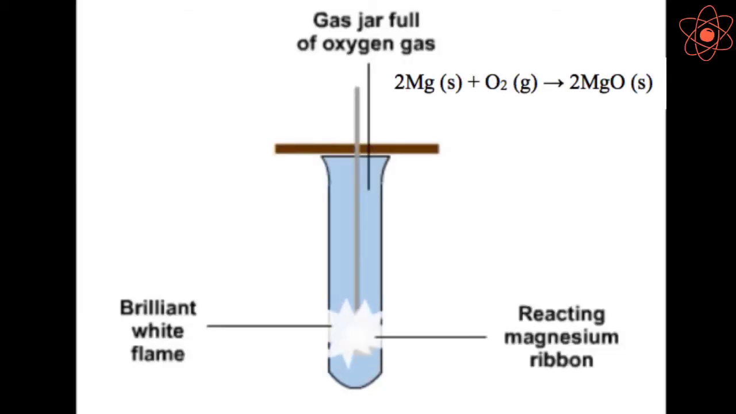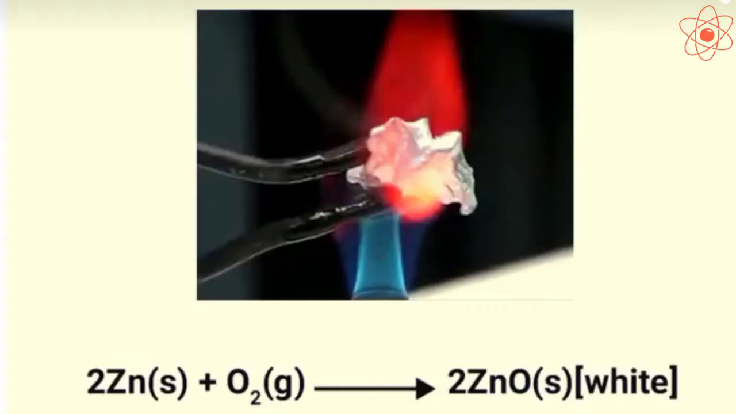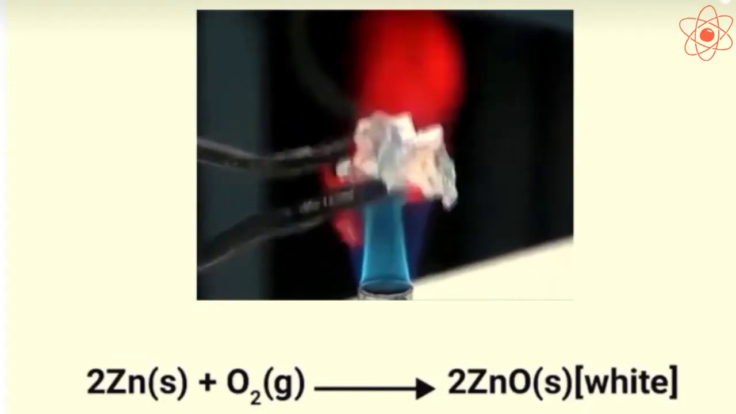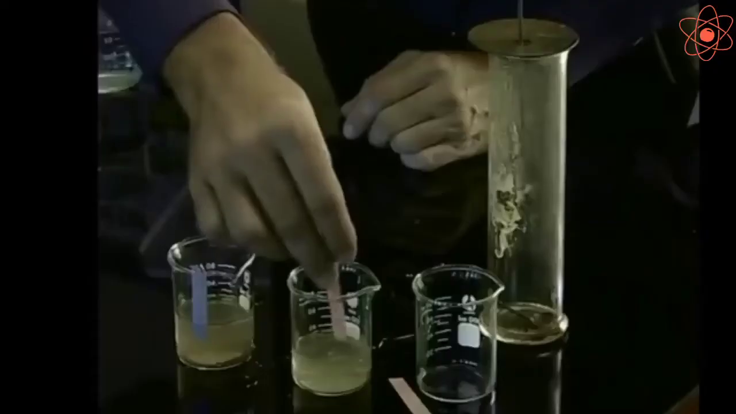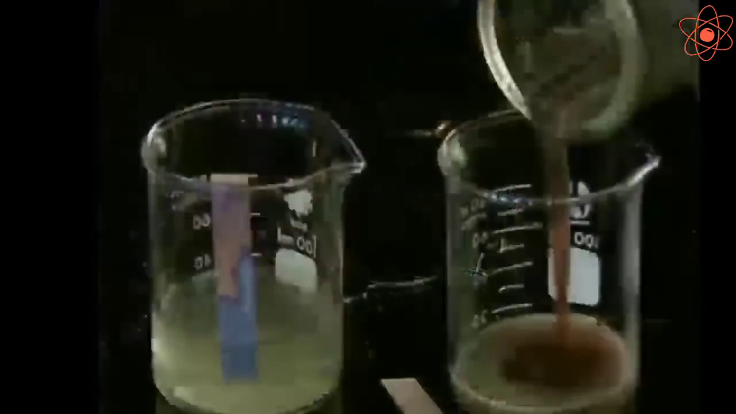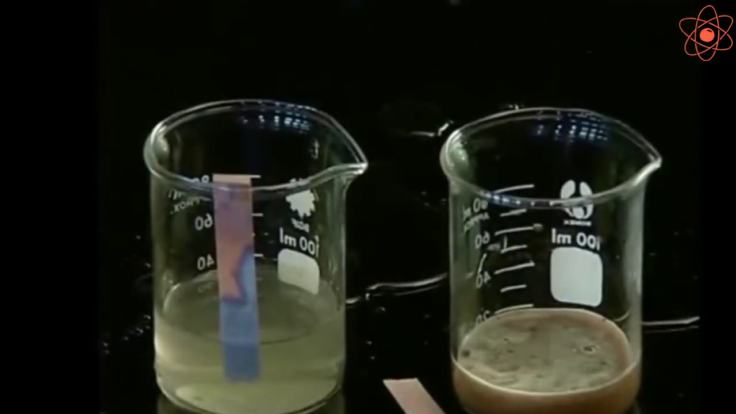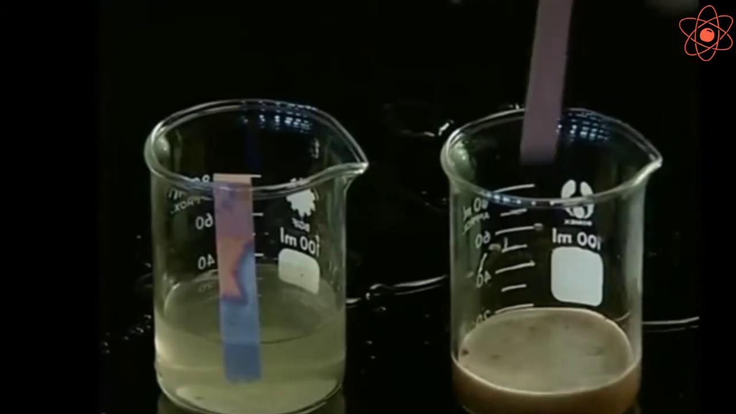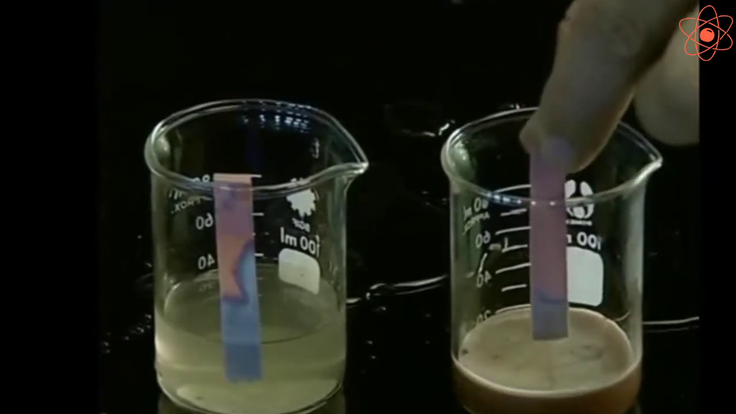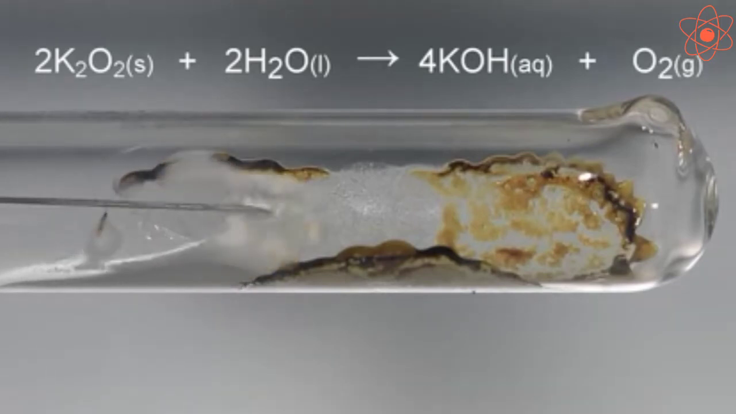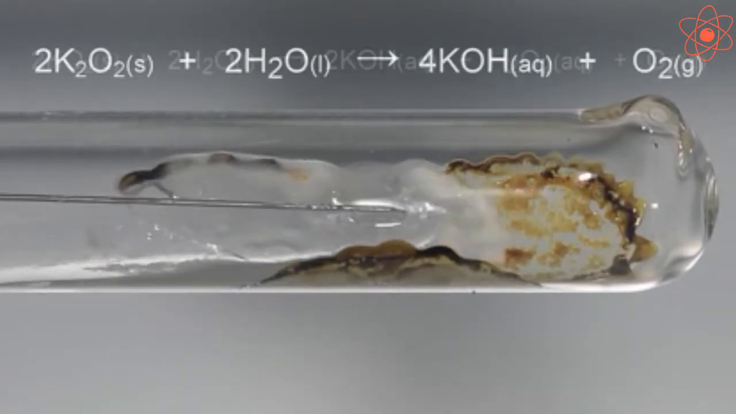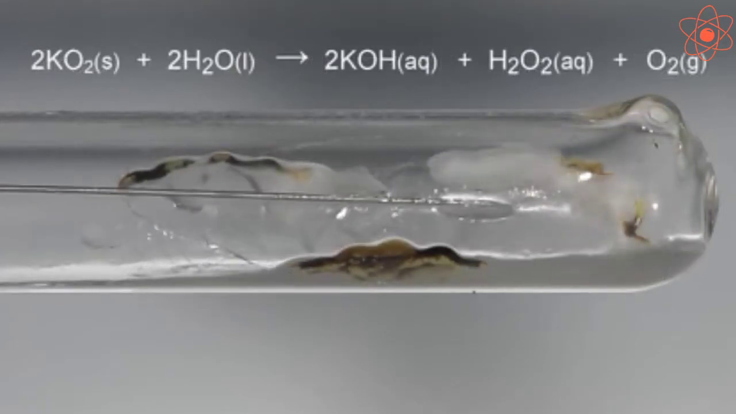Magnesium metal burns on heating with a white dazzling flame in the presence of air and forms magnesium oxide. Zinc metal reacts with air only on strong heating to form zinc oxide. Metal oxides are basic in nature because when dissolved in water they form metal hydroxides which turn red litmus blue. For example, oxides of sodium and potassium dissolve in water to form sodium hydroxide and potassium hydroxide.